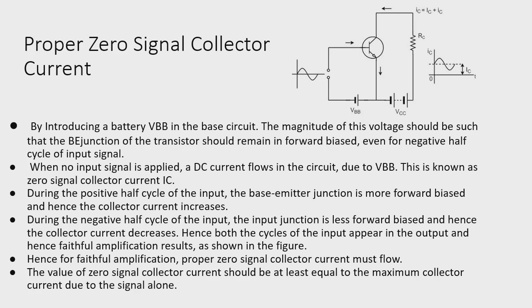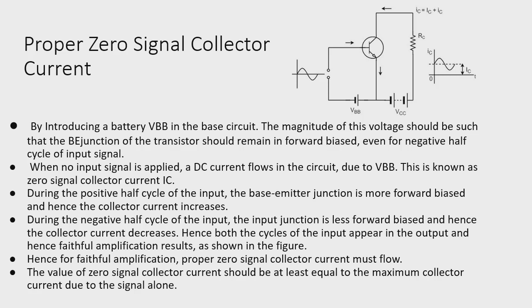Now, let us see what happens when VBB is introduced in the circuit. The magnitude of this voltage should be such that the base emitter junction of the transistor should remain in forward bias even for the negative half cycle of the input. When no input signal is applied, a DC current flows in the circuit due to VBB. This is known as zero signal collector current or IC.